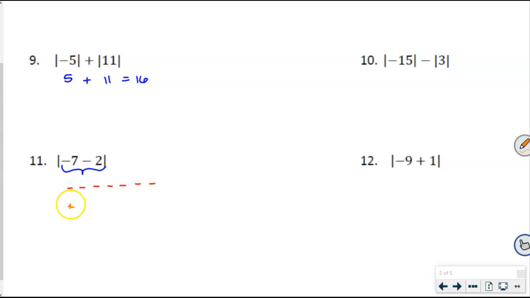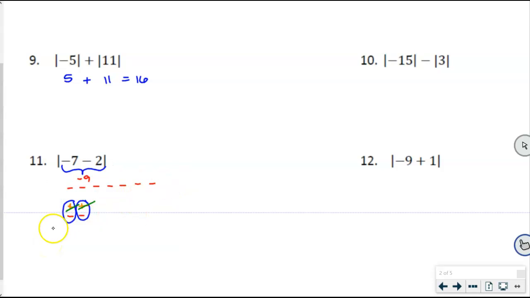So get out those 0 pairs from the backpack. Now, do I have balloons that I could take away? Yeah, remember, these are just 0 pairs. But now I do have some balloons that I can take away. And when I take away those balloons, what do I have now? 1, 2, 3, 4, 5, 6, 7, 8, 9 rocks. So this part right here simplifies to negative 9.